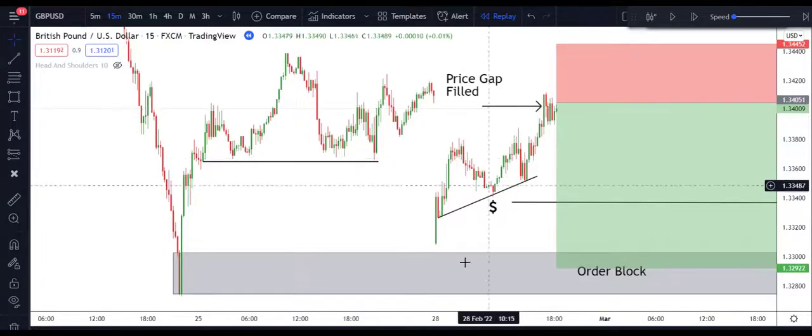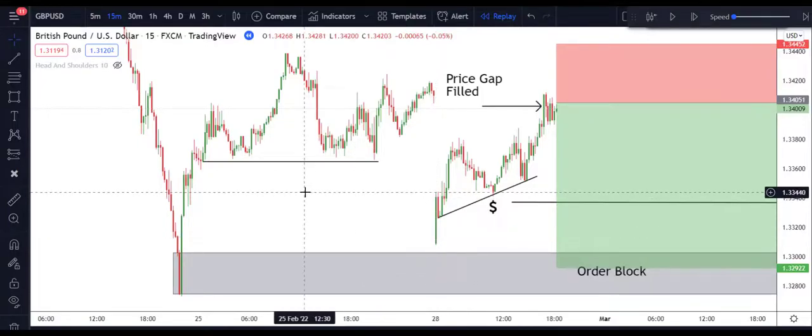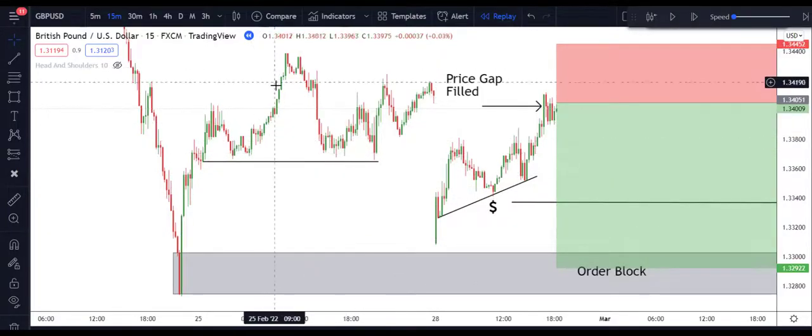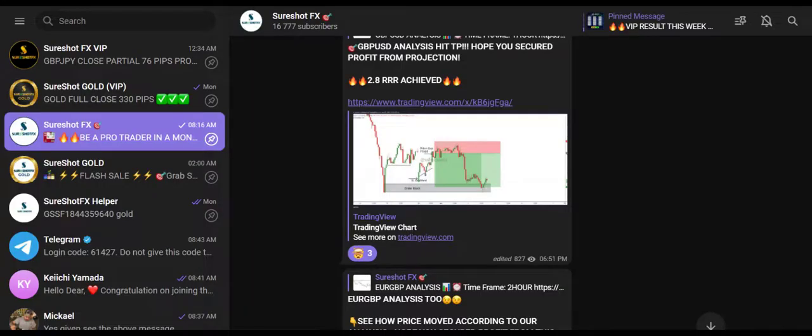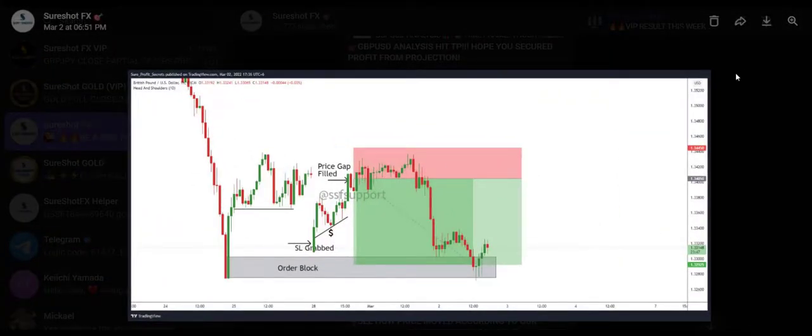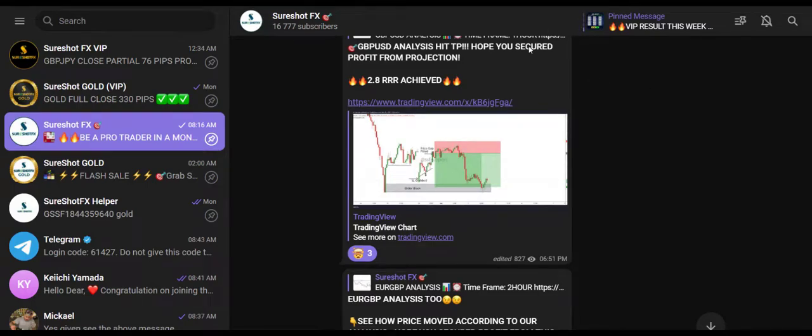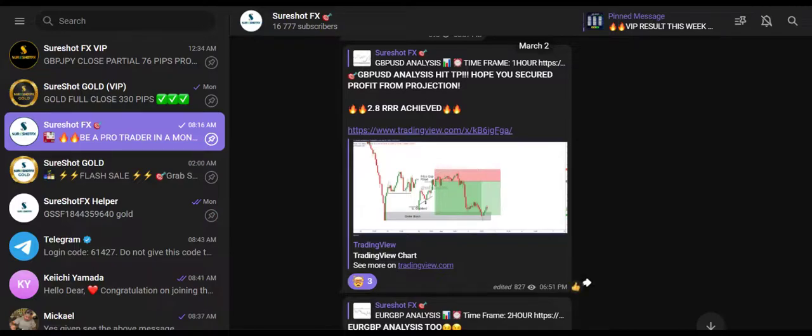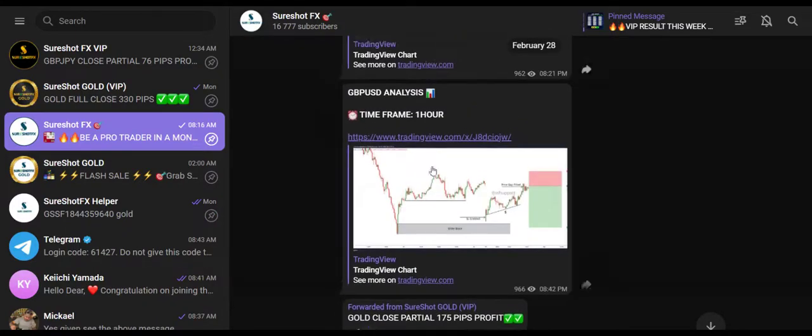So we will start with the GBPUSD sell order first, and like I said, we shared free analysis on 28th February in our free channel, and as you can see, with that analysis we secured profit and the risk to reward ratio was around 2.8, right? So it's a good risk to reward ratio, you can say that.